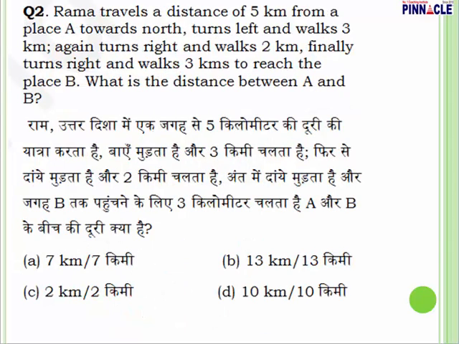Question number 2. Ram travels a distance of 5 km from a place A toward north. So like this, from here Ram starts and he moves 5. He turns left and walks 3. From here he turns left and moves 3. Again he turns right and walks 2 km. Now finally he turns right and walks 3 km, again moves 3 km and reaches the place B.